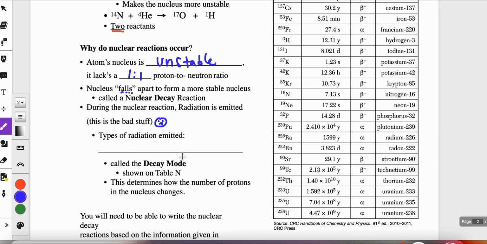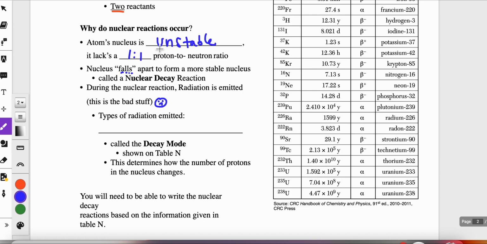And the types of radiation that we will look at: there is alpha, whose symbol looks like a fish, there is beta, and there are positrons.